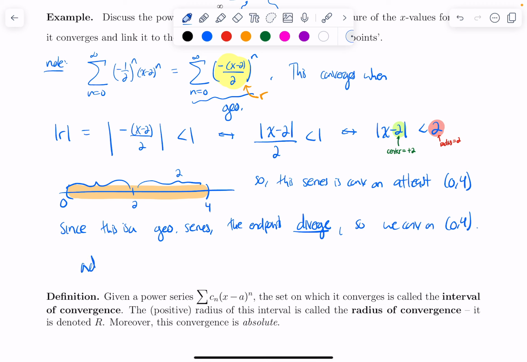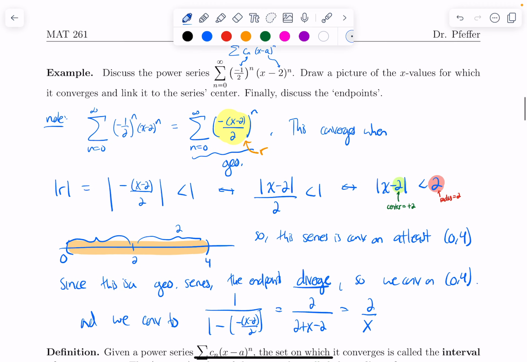And we converge to what? It's going to be 1 over 1 minus the common ratio. That's negative (x minus 2) over 2. Let's see, that's going to be keep, change, flip. So we'll get 2 over, it looks like, 2 plus x minus 2. So it looks like 2 over x. So this series right here is apparently a power series for 2 over x, and it converges between 0 and 4.